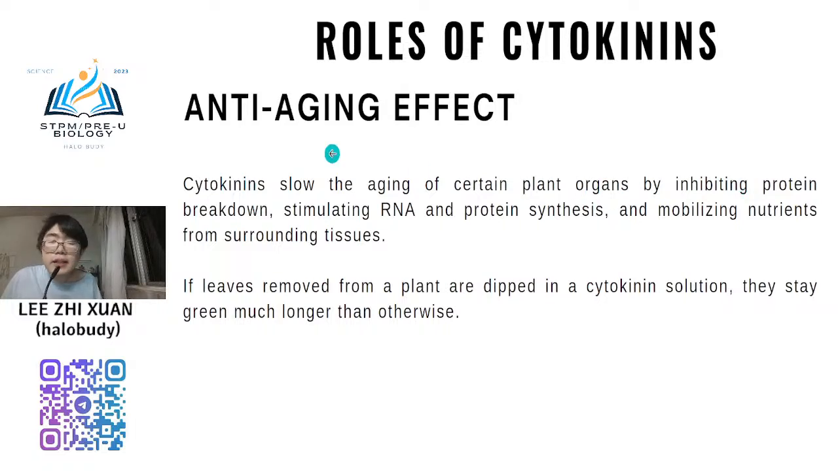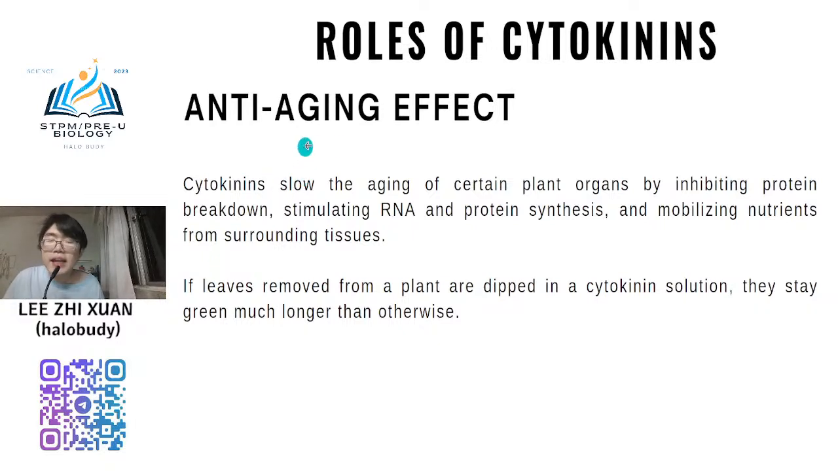And then another function is the anti-aging effect. Anti-aging, we know that aging is getting old, right? In Malay we call it orang tua. We know that in humans we will go through a death phase. We will become old, at 60 years, 70 years, then die. But cytokinin can prevent the plant from aging.